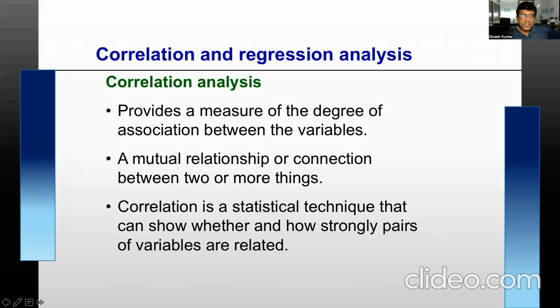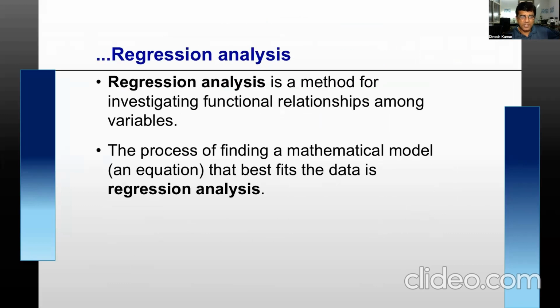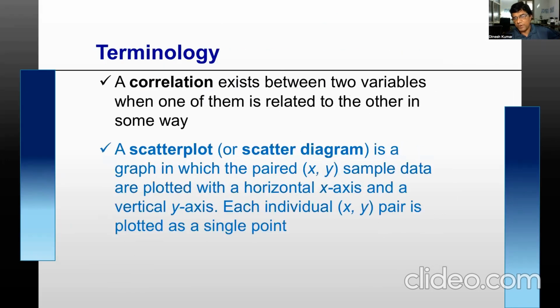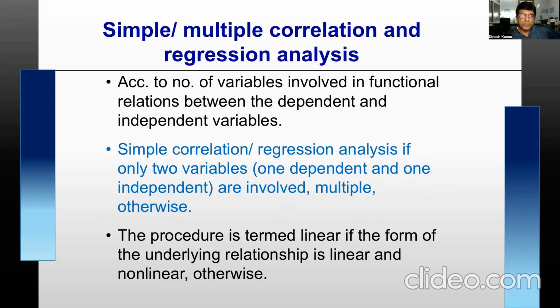So then you could see the correlation analysis. You also know the formula of correlation analysis, regression analysis, dependent and independent variable, scatter plot. What is scatter plot? You have seen. And linear correlation coefficient or Pearson correlation coefficient. And you also know the simple and multiple correlation and regression analysis. So in this case, simple means you have only two variables, one independent and one dependent. Then it is simple correlation or simple regression analysis.